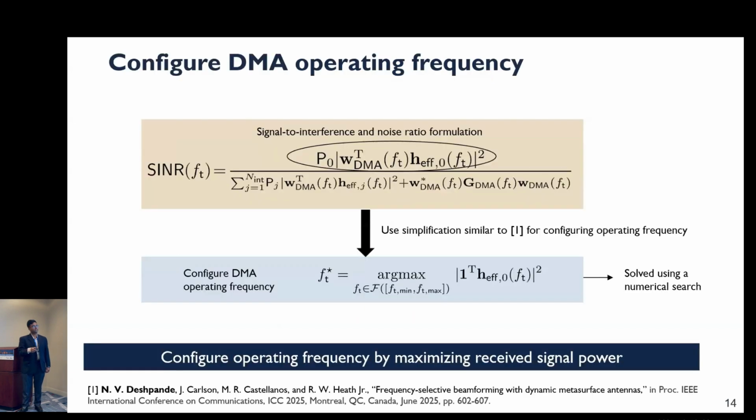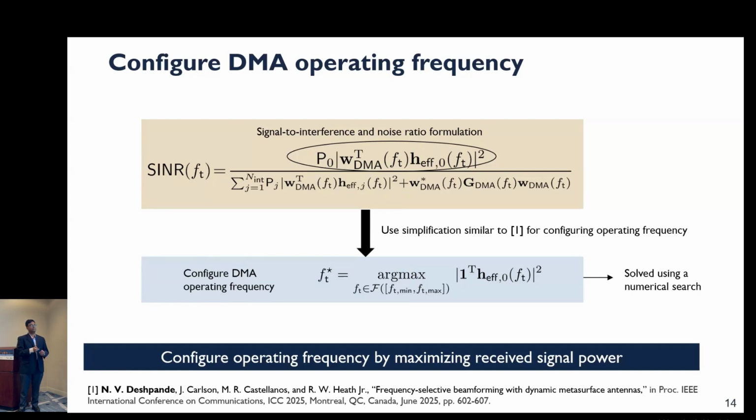So this is the signal to interference and noise ratio, where we have this received signal power which depends on the combining vector. The first step is to configure the operating frequency. For this we only focus on the received signal power term, and we obtain the operating frequency by maximizing this term, which is one component of the received signal power. You can check out the simplification in this paper, reference 1, which is our previous work in ICC. This is a simple optimization because it's just a scalar numerical search over the feasible range. By doing this, we obtain the operating frequency to maximize the received signal power.